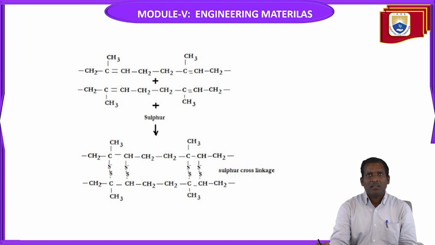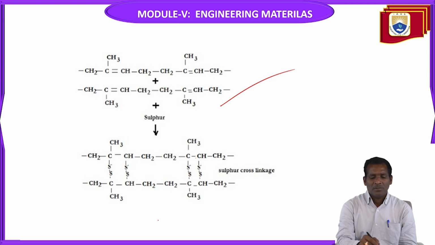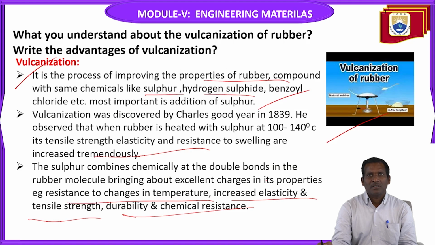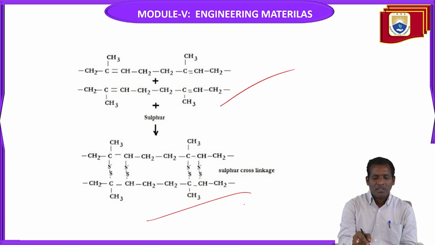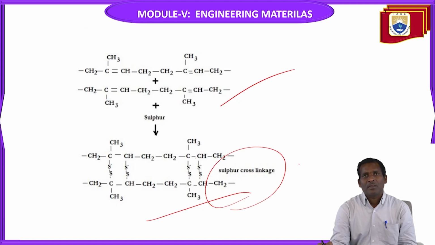So you can see here the vulcanization process. This is the natural rubber chemical formula, and whenever sulfur is added at high temperatures, it gives sulfur cross linkage. It is with high properties like tensile strength and resistance to swelling. This process is called vulcanization. The vulcanized rubber after adding this sulfur.